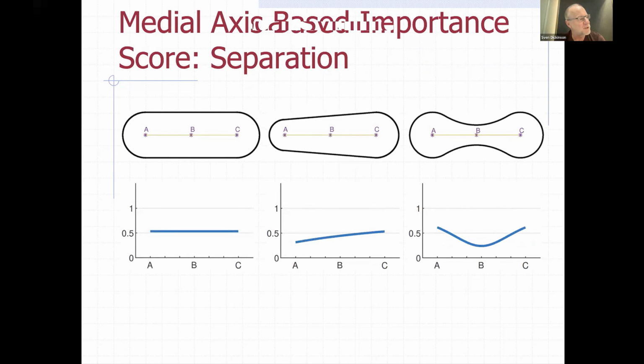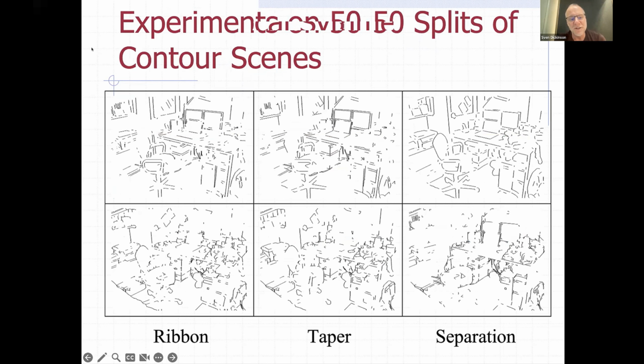These are all measures that are derivable from the medial axis points that we recover from the image, as you can see here. And here are the splits for our three new sets of features. You've got on the left column, top 50% and bottom 50% of the ribbon score. In the middle column here, you've got the top 50% and the lower 50% of the taper scoring function. And on the final column here, you have the top and bottom 50% of the separation score. So we've extended the notion of ribbon symmetry to include taper symmetry and separation, and all these features are derivable from these medial axis points that we recover from the image.